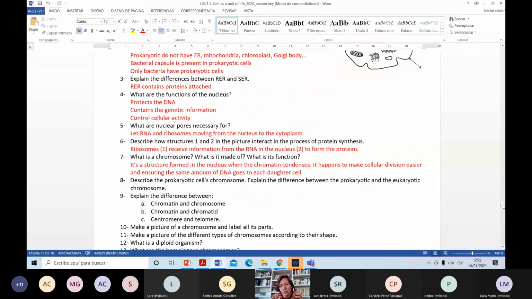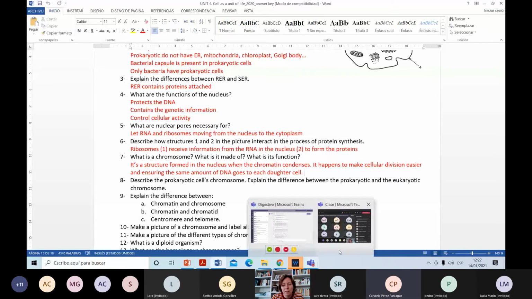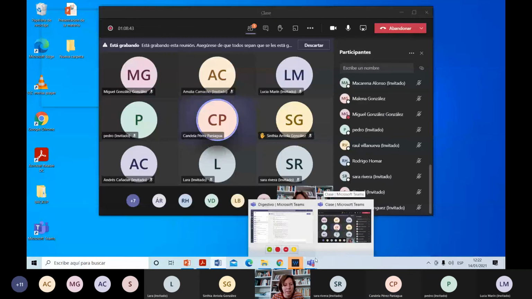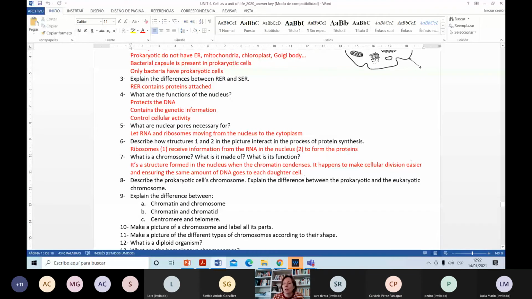Teníamos hasta aquí corregido, ¿verdad? Hasta donde yo tengo en rojo. ¿Cierto? What is a chromosome? Lo habíamos corregido, ¿verdad? ¿Alguien? Sí, profe. Hasta ahí justo, ¿vale? So, describe, esta era vuestra tarea, ¿verdad?